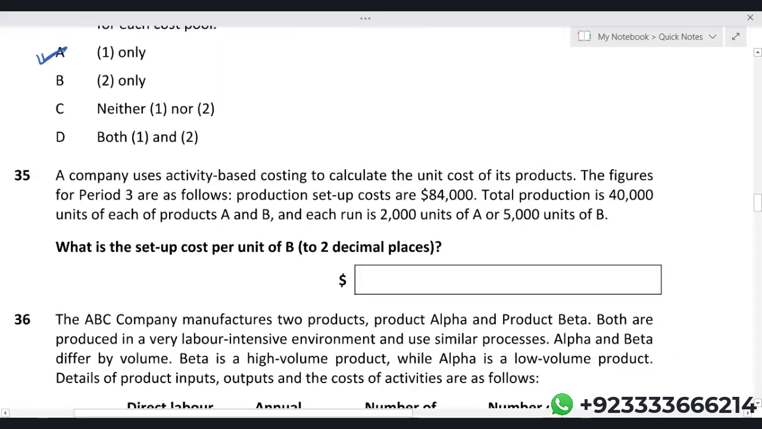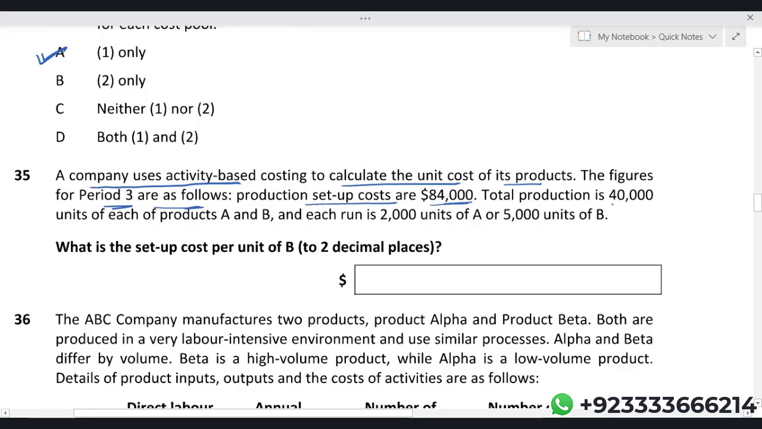Okay, now a company uses activity-based costing to calculate the unit cost of its product. The figures for period 3 are as follows. Production setup cost is 84,000. I would say again the same thing. Total setup cost they have given us. All you need is total setup cost divided by total number of setups, which will give us the per setup cost.